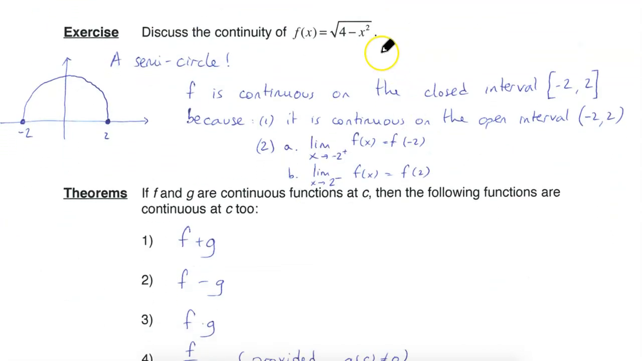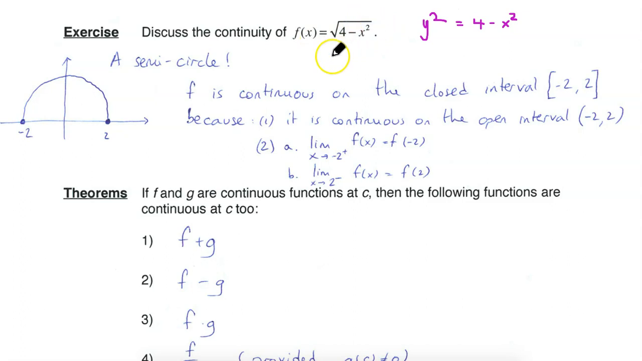Discuss the continuity of this function. It's shown here, so we all know now that it's a semicircle. Why is that? If this is y equals the square root of 4 minus x squared, you can take the square on both sides and you'll get y squared equals 4 minus x squared. And then if you add x squared on both sides, you will see that it's the equation of a circle, x squared plus y squared equals 4. Now it's only a semicircle because it's not plus or minus the square root. We only look at the positive square root.